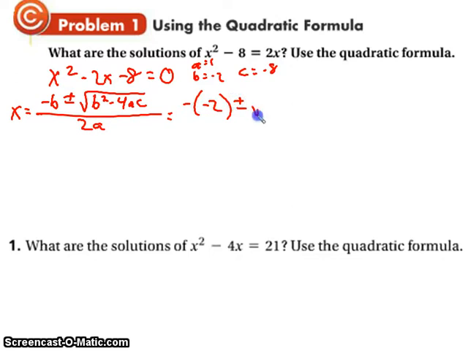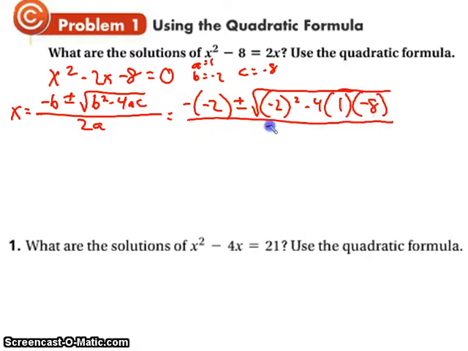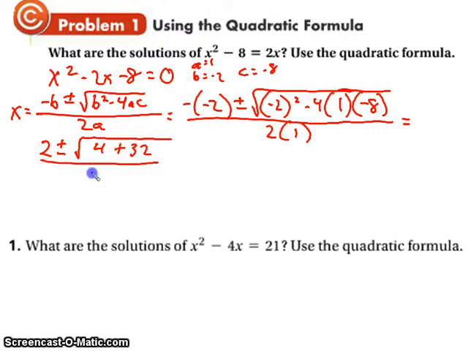Negative negative 2, plus or minus the square root of b squared minus 4 times a times c, all over 2 times a. Okay, so from there we just start simplifying it. I get 2 plus or minus the square root of, this is 4, and all of this is positive 32, all over 2. This is equal to x.